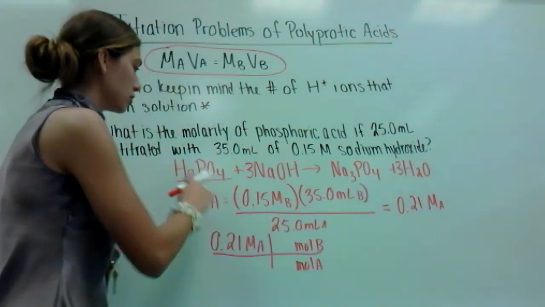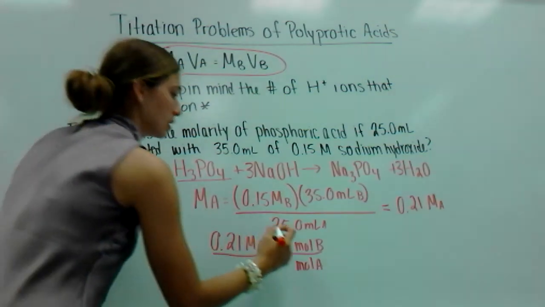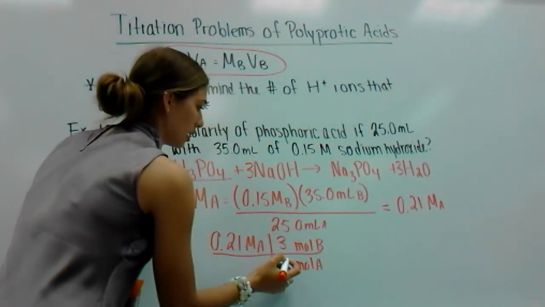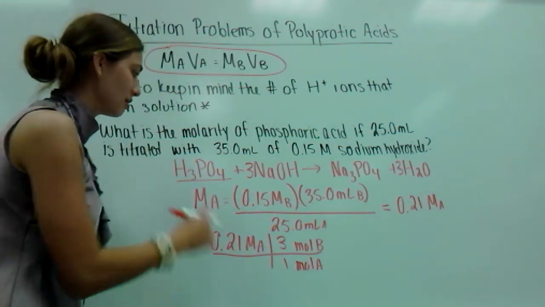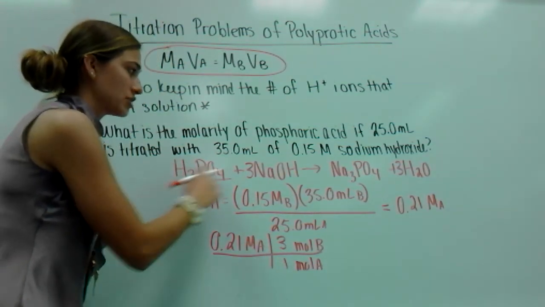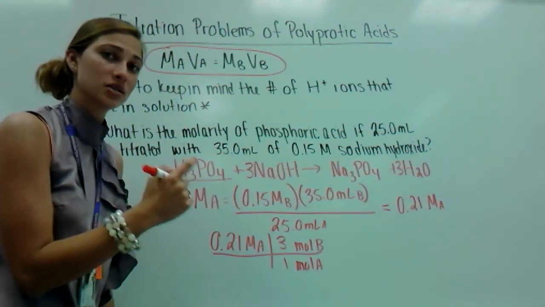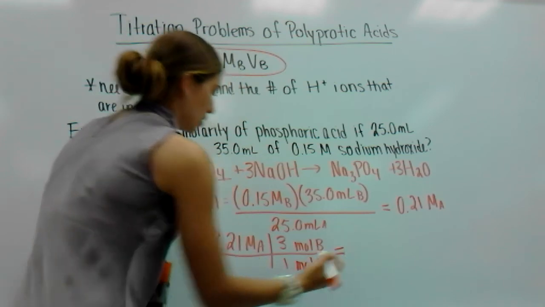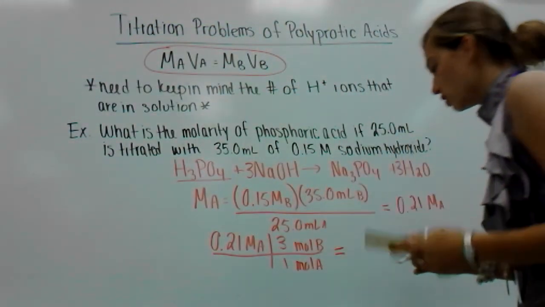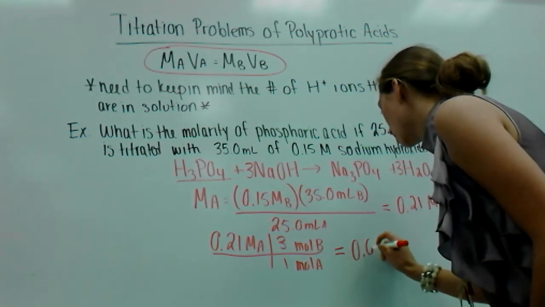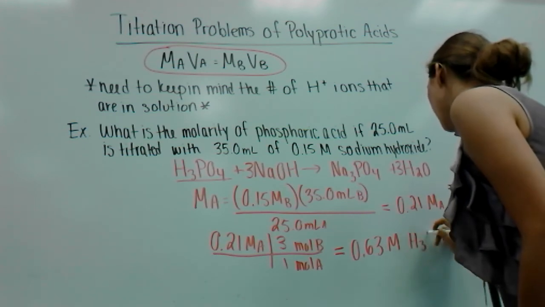Whenever we have moles over moles, you guys know that we are using the coefficients out in front of our substances. So we have 3 moles of B is needed for every 1 mole of A, because here we have 3 hydrogens, but if we didn't balance this, we would only have 1 hydroxide, so we have to make sure we make it equal. So if you want to go ahead and finish this problem, you should get a molarity of 0.63 molar of H3PO4.